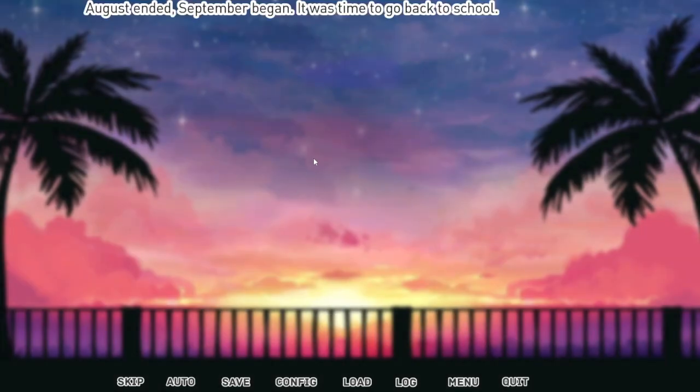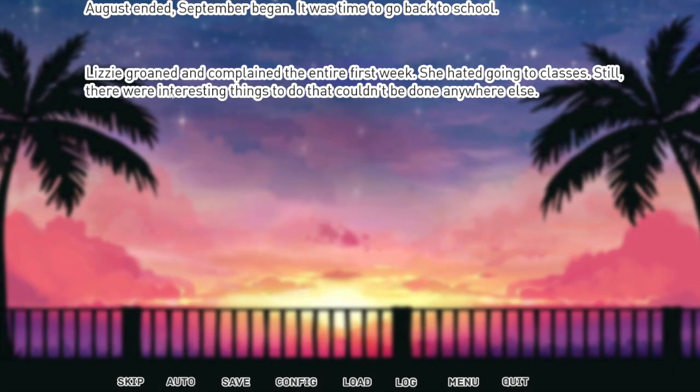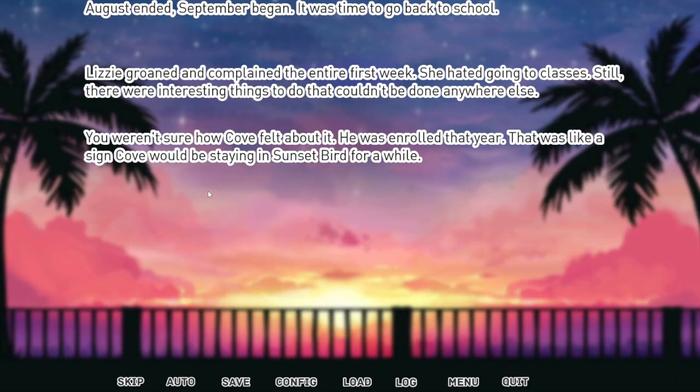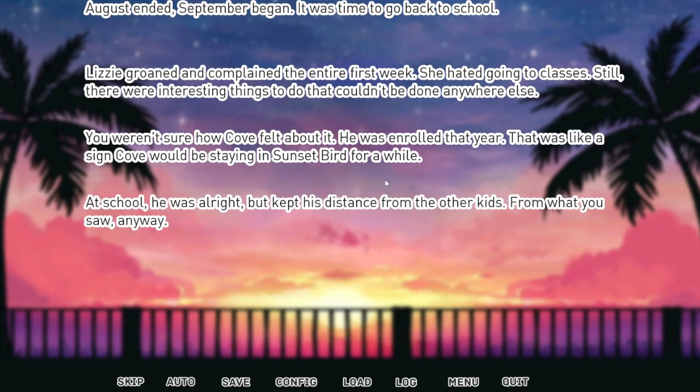August ended, September began. It was time to go back to school. Lizzie groaned and complained the entire first week. She hated going to class. Still, there were interesting things to do that couldn't be done anywhere else. We weren't sure how Cove felt about it. He was enrolled that year. That was like a sign Cove would be staying in Sunset Bird for a while.